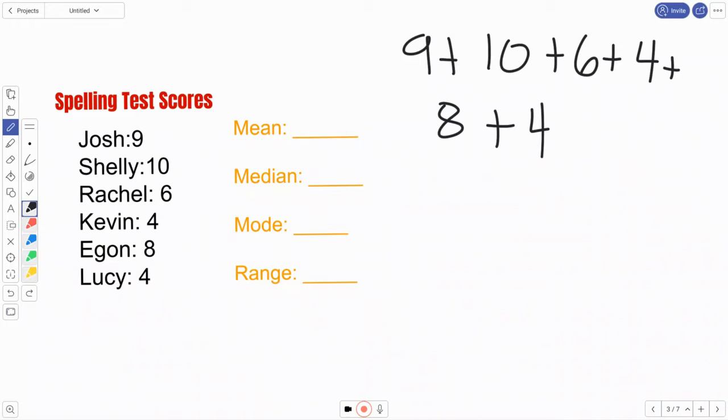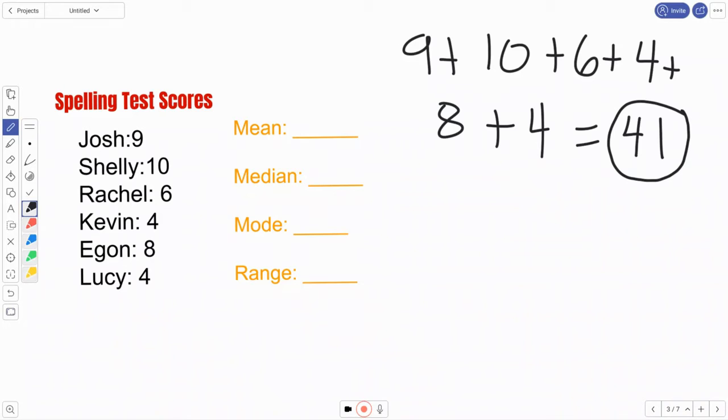19 plus 6 is 25. 25 plus 4 is 29. 29 plus 8 is 37. 37 plus 4 is 41. So I get this total of 41. I added all those numbers up.